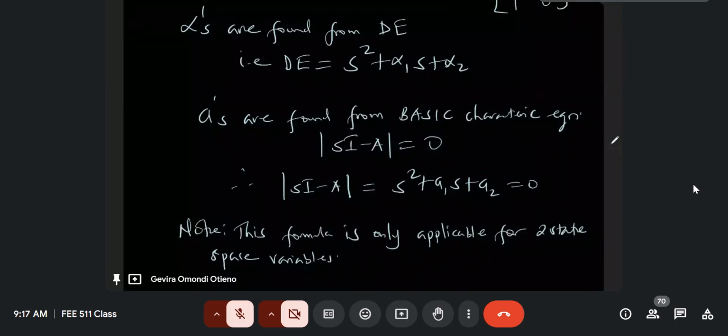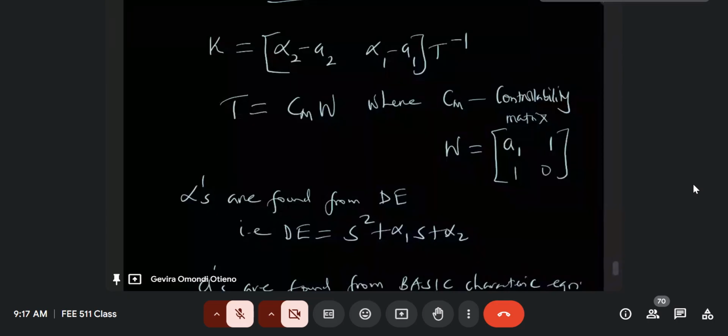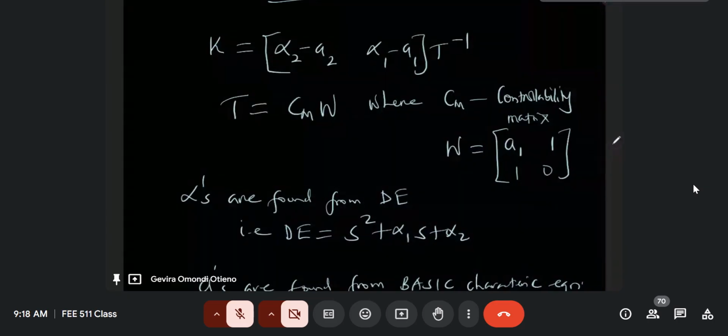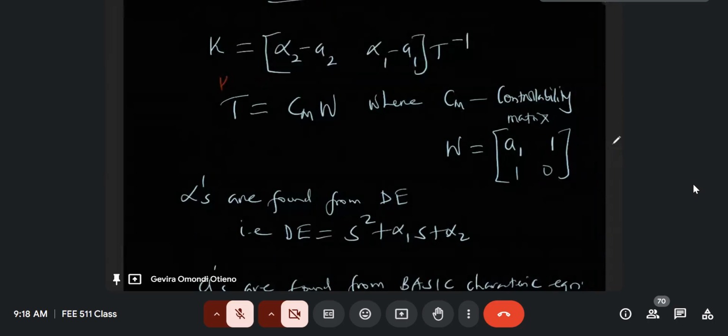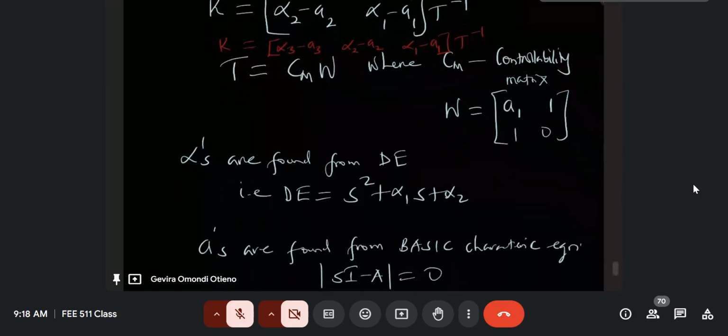You can do it for a 3-state variable. For 3-state variables, it changes. Okay, let me write it in red for you to remember. For 3-state variables, K would be equal to alpha 3 minus A3, alpha 2 minus A2, alpha 1 minus A1, T inverse. T is what I have indicated, but for a 3, of course, the controllability matrix remains, but it will be a 3 by 3 matrix.